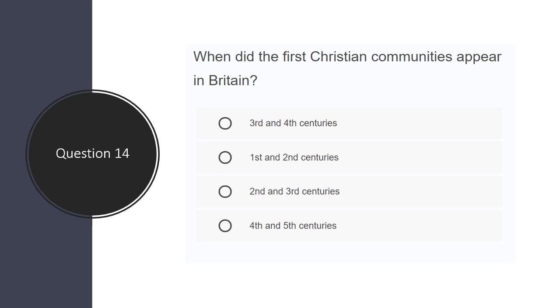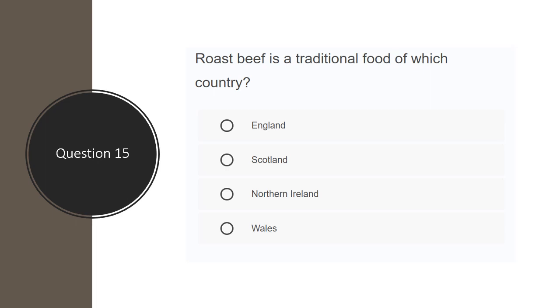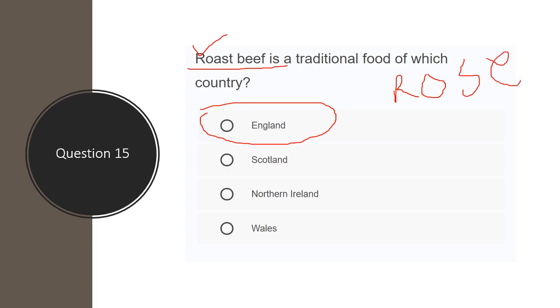When did the first Christian communities appear in Britain? So the answer to this question is 3rd and 4th centuries. This type of question has no codes to break, so we need to just memorize that or remember that from the book or from our memory. Okay. Next question is, roast beef is a traditional food of which country? I think we did some discussion on that. So the food starts with R, so that is England. Okay, England food and England flour both start with an R.